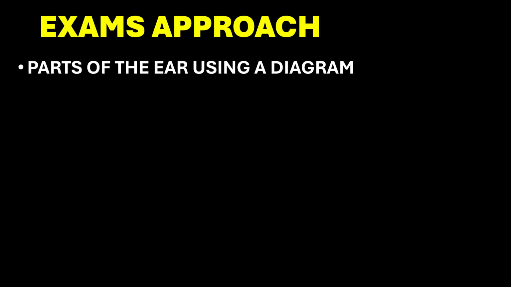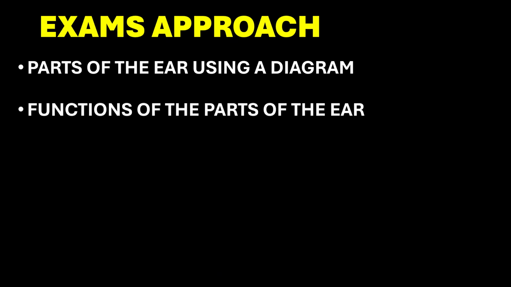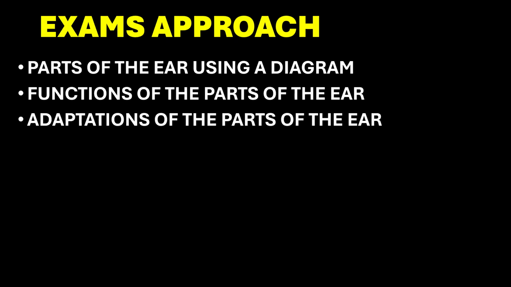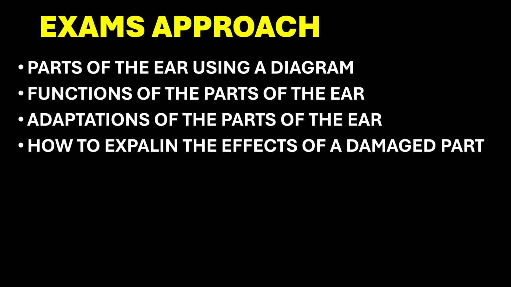In this series, we are going to look at the human ear, where we are going to explore many different components of it. So this is our approach when it comes to the human ear. First of all, you have to know how to draw and label parts of the human ear using a diagram. You have to also know the functions of the parts of the ear. You have to know how it is adapted to perform its functions. And you should also be able to explain the effects of a damaged part of the ear.